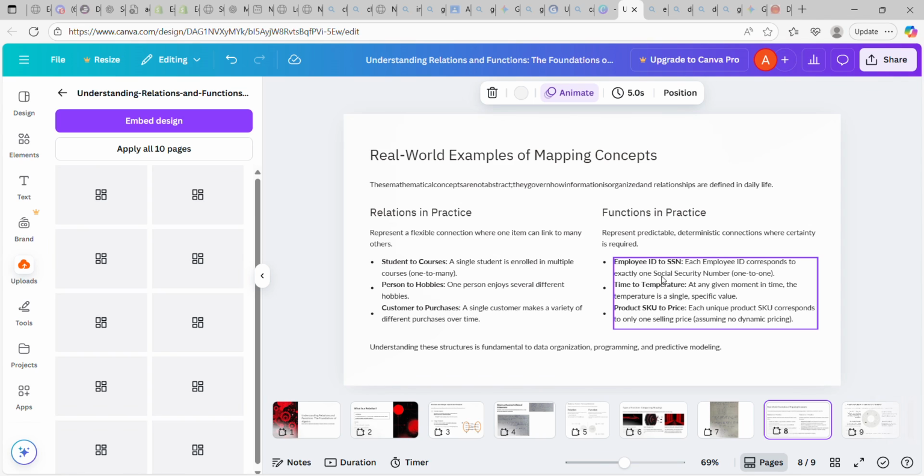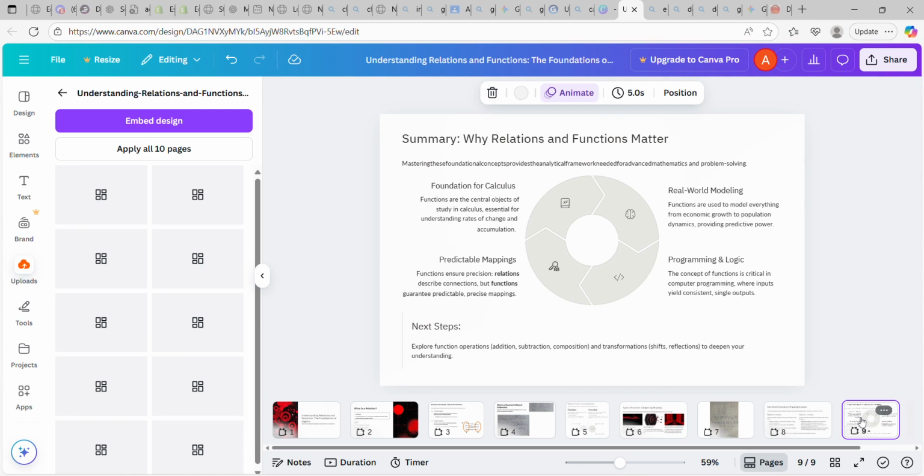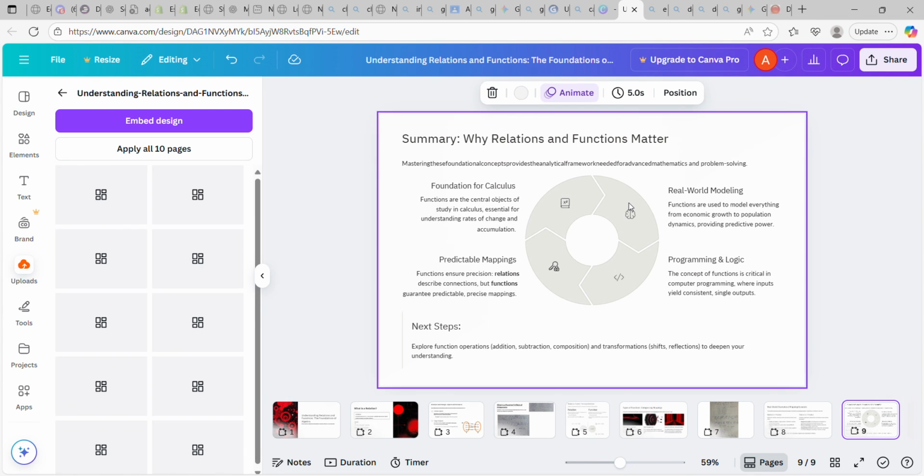Functions in practice: employee ID to SSN, each employee ID corresponds to exactly one security number. Time to temperature, at a given moment in time the temperature is a single specific value. Product SKUs to price. Now moving to the next one, why relations and functions matter.